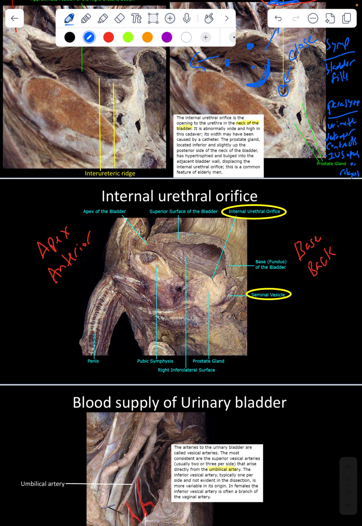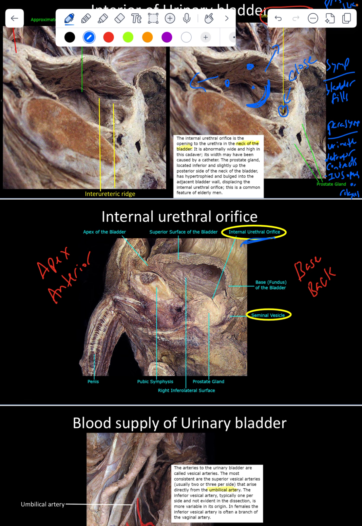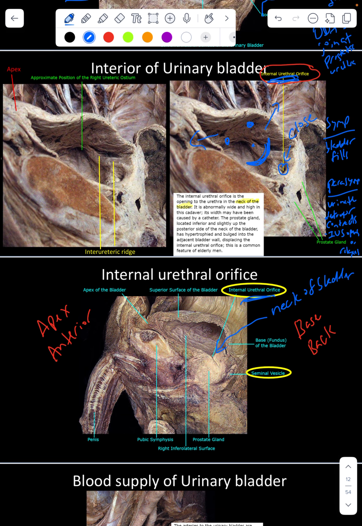Same thing here. We saw this. So the reason I was saying imagine the bladder is like a face is because this is at the neck of a bladder. Probably should have explained that before just drawing a random face. So imagine this is a face. The orifice is actually at the neck of bladder.